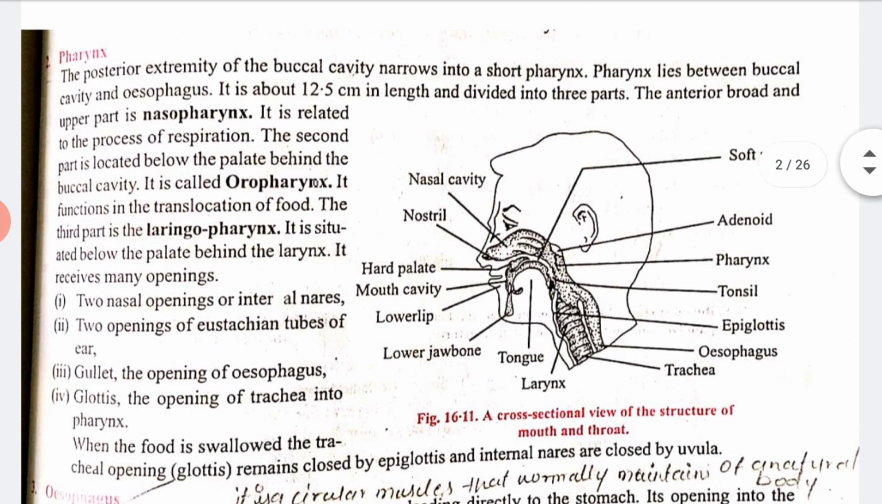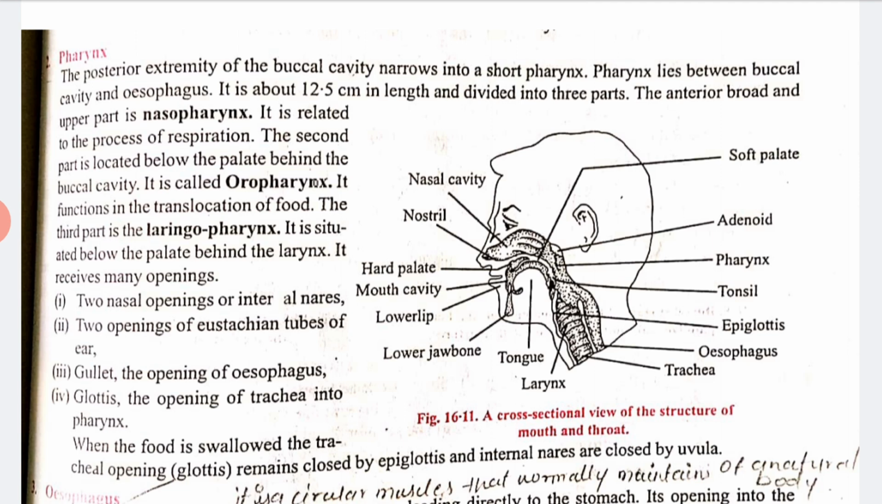Okay, so the pharynx is the posterior extremity of the buccal cavity that narrows into a short pharynx. The pharynx lies between the buccal cavity and the esophagus. It is about 12.5 centimeters in length and divided into three parts. The first is the anterior broad upper part, known as the nasopharynx.